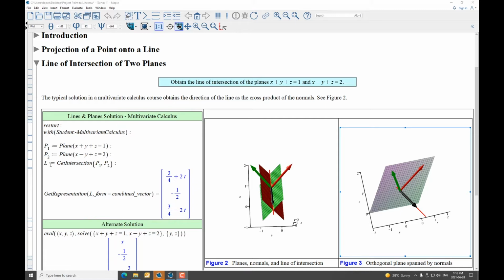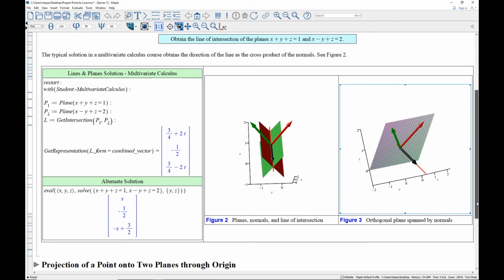Having obtained the line object, you ask for the representation of that line, and you can get it returned to you in different forms. The combined vector form is the one you're most familiar with. 3/4, minus a half, 3/4. That's the point, probably this point here. And then the direction vector is 2, 0, minus 2.